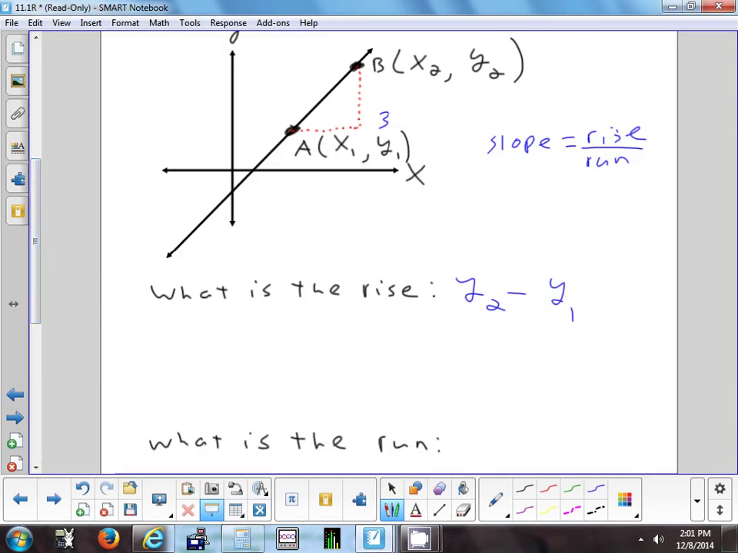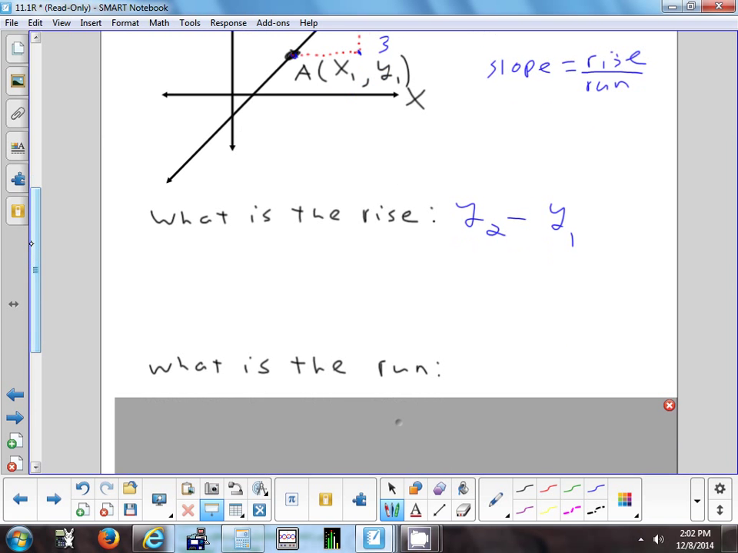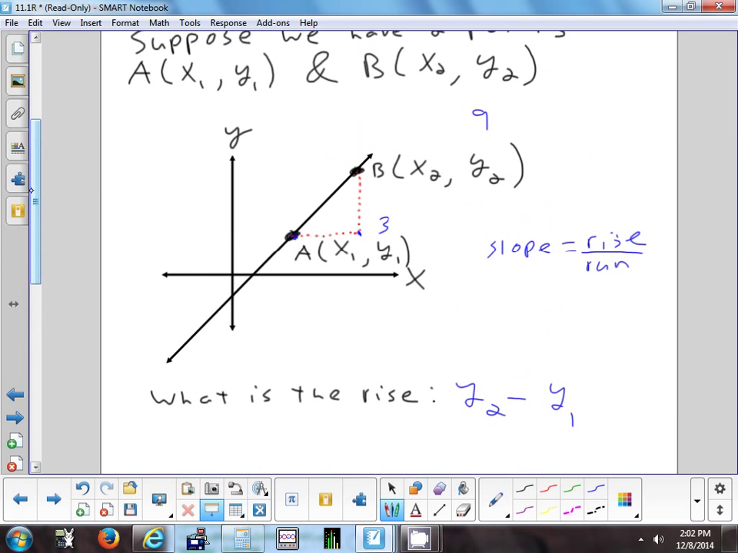What about my run? How do you think you'd find the distance between here? Same thing. Yeah, same thing. So it's x2 minus x1. Those would be numbers. You'd subtract them, and that would tell you how far apart they are. Pretend x1 was 2, and pretend x2 was 5. The distance between 5 and 2 would be 3 units.